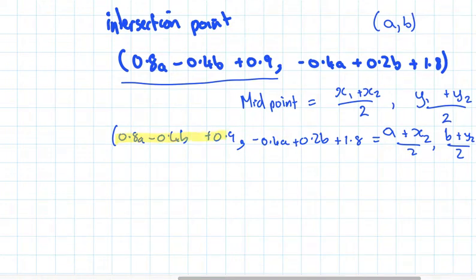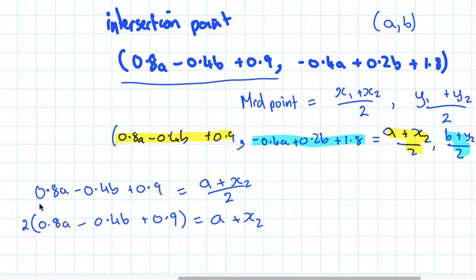We have this part equal to the x formula, and then we have this part for the y equal to those. So we get those two formulas to generalize the reflection. So for my x part, here's my x part here. I'm going to multiply it by 2. That will give me 1.6a minus 0.8b plus 1.8 equals a plus x2.